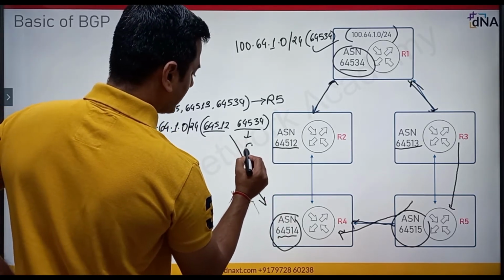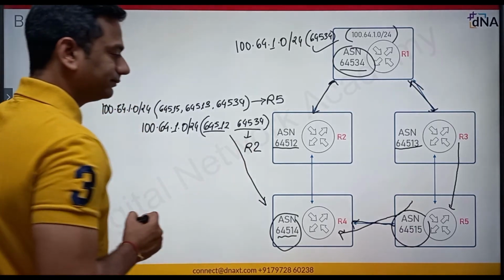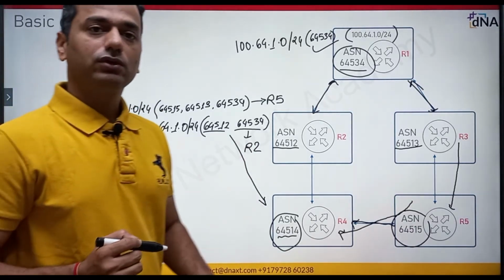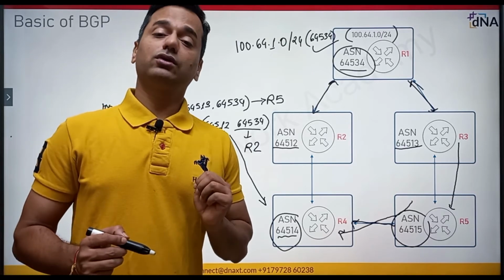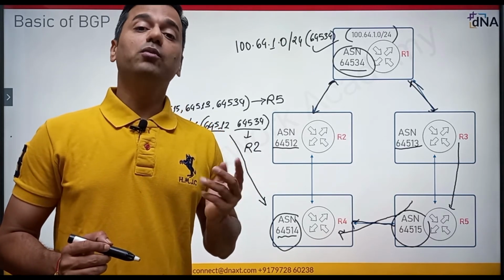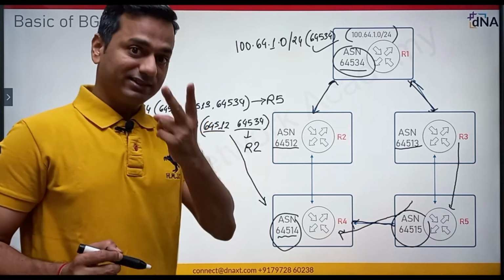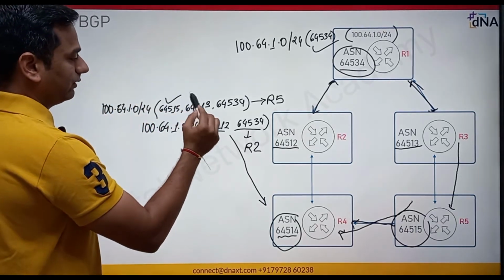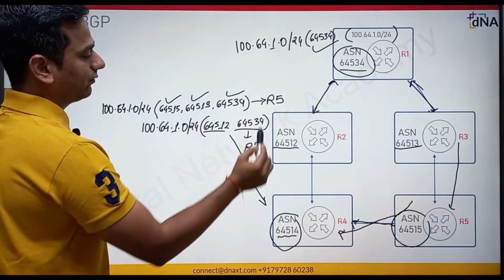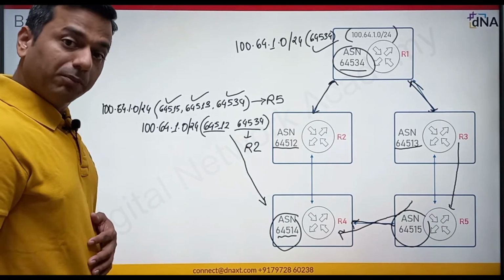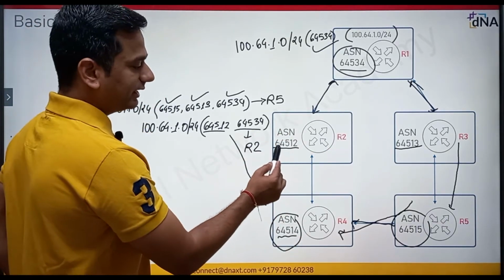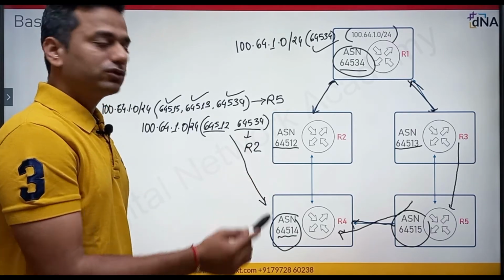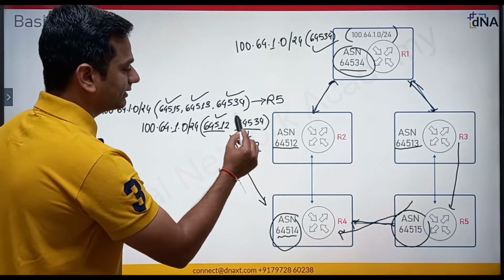So now, if I choose the route via R5 and if I choose the route via R2, I will first check the distance. So via R5, how many AS do I have to cross? 3 AS: 515, 513 and 534. But if I choose the path via R2, meaning ASN 64512, I have to cross only 2 AS.